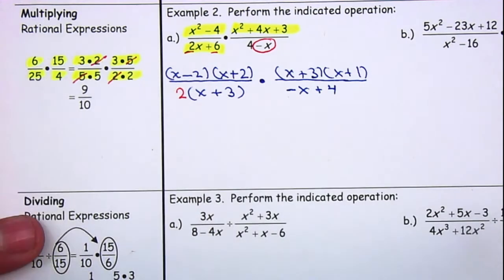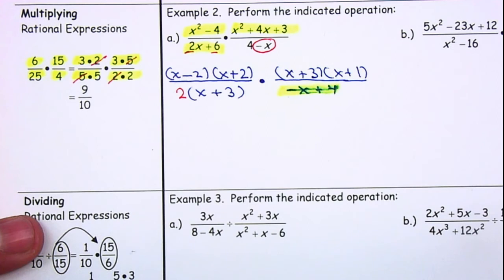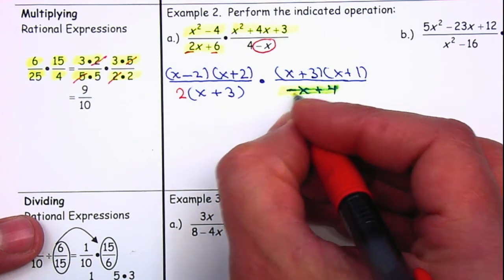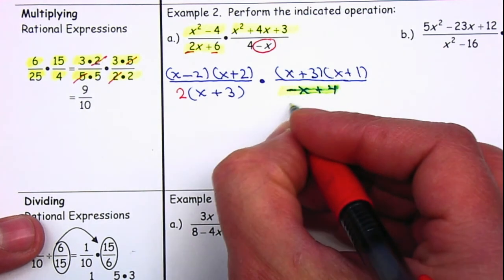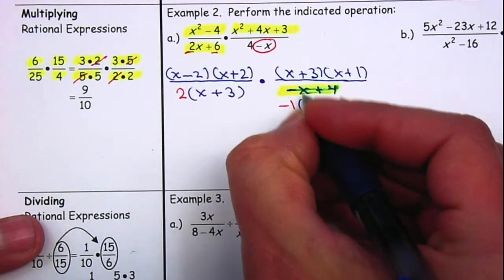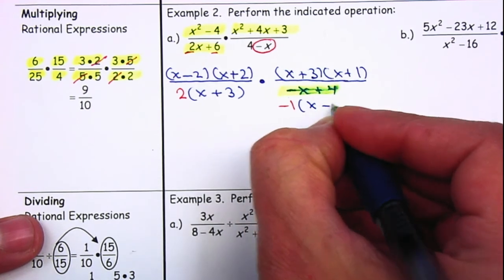We want to be able to factor out a negative number from here. And I usually just write it down underneath just to be able to save some space. So, is there a number that divides 1 and 4? No. But I want to be able to factor a negative 1 to make the x positive. Negative 1 times what is negative x? X. Negative 1 times what is positive 4? Negative 4.